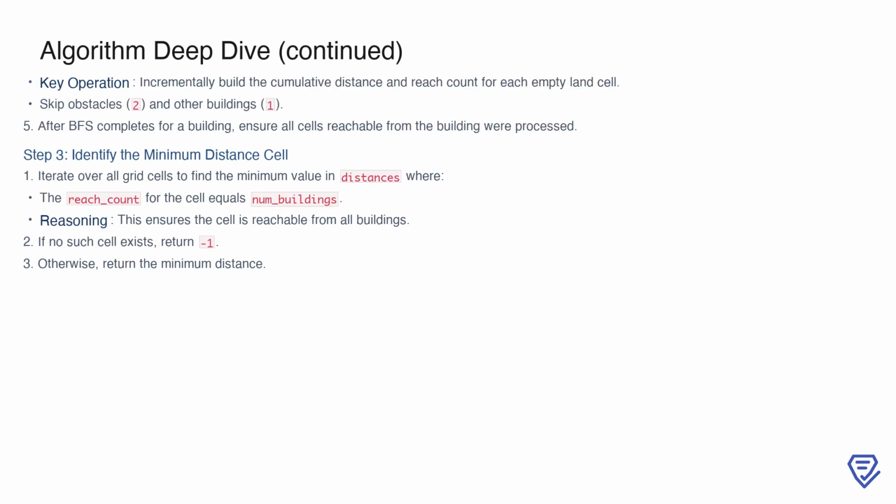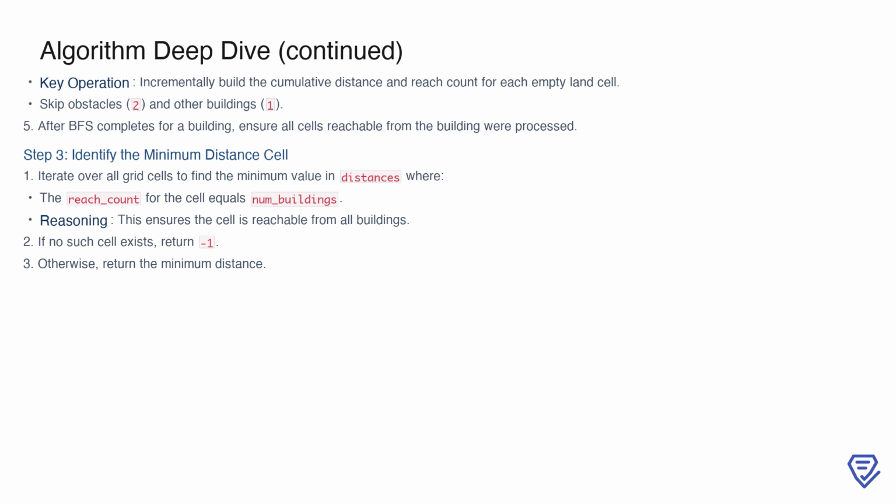During the BFS traversal, the algorithm incrementally updates the distances and reach_count matrices for each empty land cell. If a neighboring cell is empty land and hasn't been visited yet, its distance is incremented by 1, and the reach_count for that cell is also updated to reflect that it is now reachable from another building. The algorithm skips any cells that are obstacles or other buildings since they cannot be traversed. Once the BFS for a building is complete, we ensure that all reachable cells have been processed. With the BFS phase done for all buildings, the next step is to identify the best empty land cell to minimize the total distance.